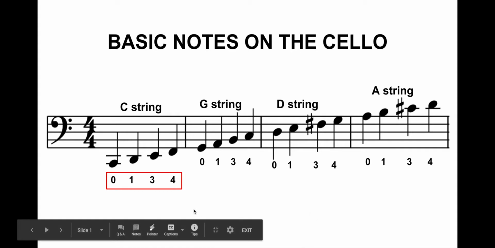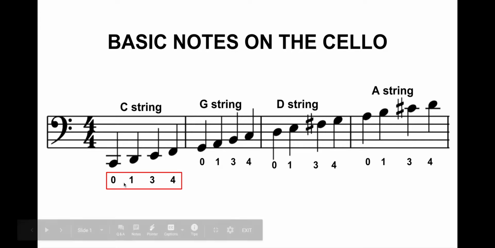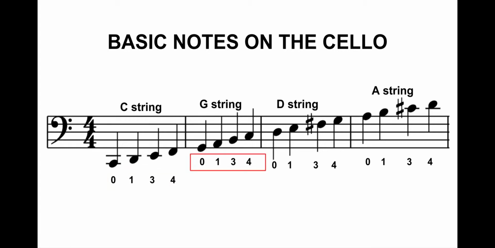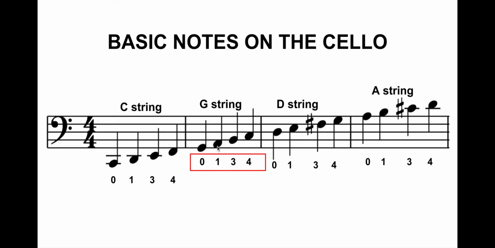Notice that we don't have a second finger yet. We are not going to talk about that right now. So let's just keep in mind that right now you're going to use open, 1, 3, and 4. The G string, you see the same thing. 0 is representing the G, open G. And then 1 is for the A, 3 is for B, and 4 is for C.